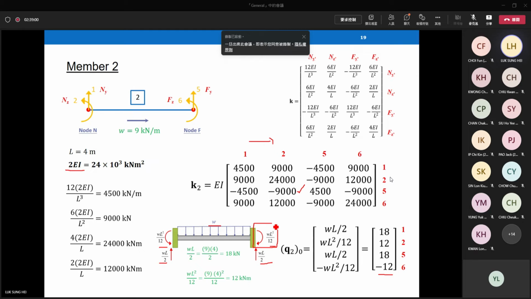For element 2, we have intermediate force, so we have to construct the fixed end force vector for element 2. The code number order 1256, equivalent to K2, 1256. We have to rearrange the code number so that they're in ascending order. After here, you can formulate the force displacement relationship, Q equal to KD plus Q0. We know all the items right here.